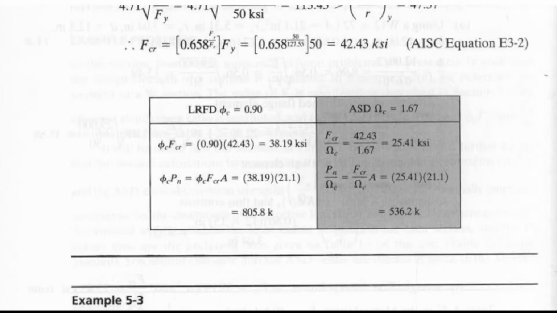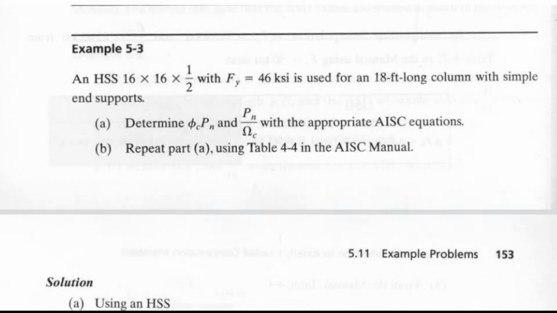Okay, so any question? Let us move faster when explaining example 3. So, example 3, SSS, 16 by 16 by 1/2. This is the dimension and the thickness is 1/2. Fy is 46 and the length is 18 feet. So, letter A, determine the design strength and allowable strength with the appropriate equation. We have the simple support, simple meaning pin.